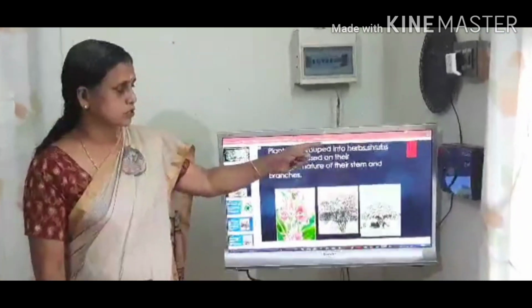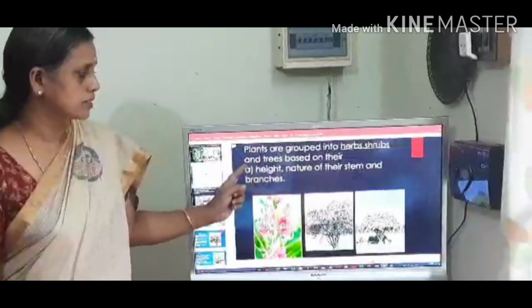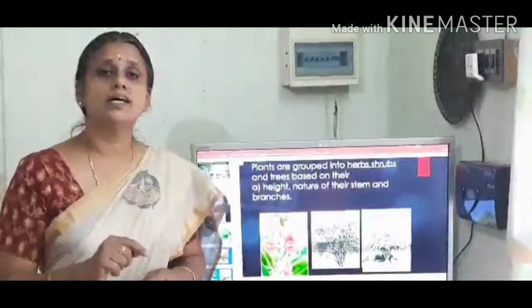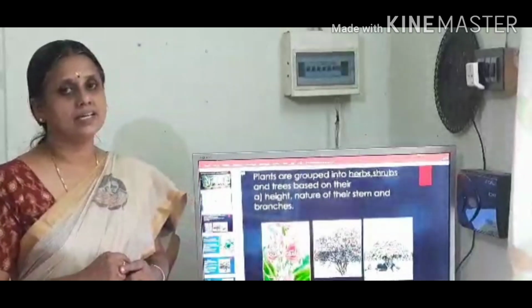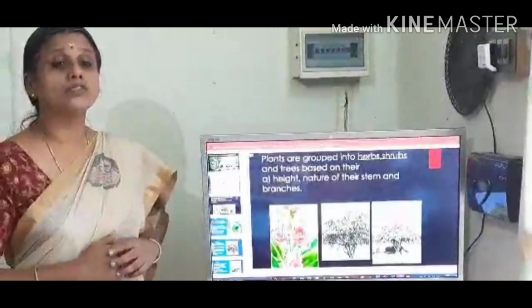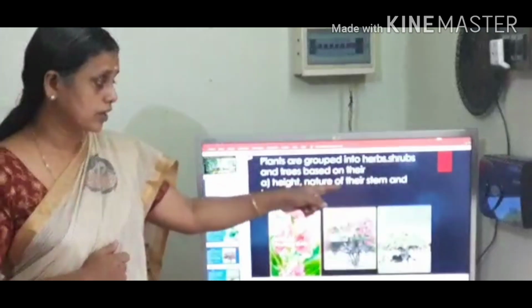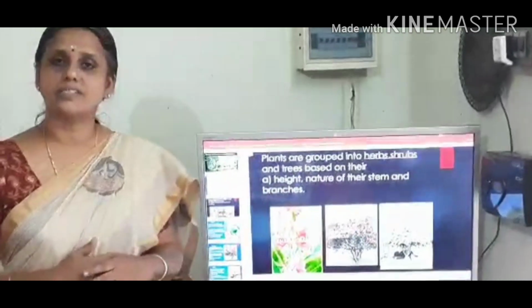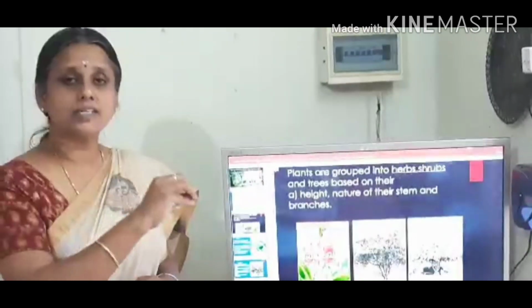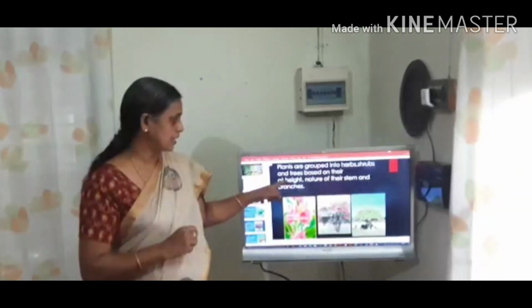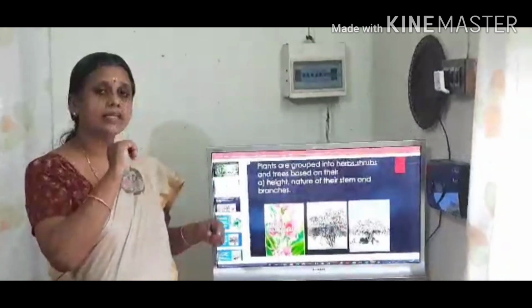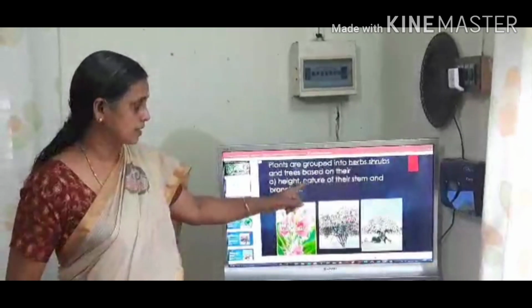Plants are grouped into herbs, shrubs and trees. How are they grouped? They are grouped into herbs, shrubs and trees based on their height and nature of stem and branches. When you classify something, you will have certain criteria. We'll see here, first one is height. The height of the plant, they are categorized.